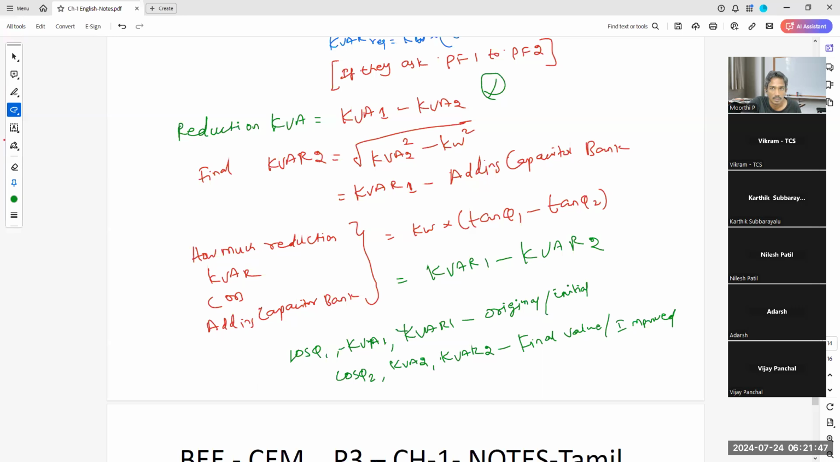Refrigerant is used in a compressor. Compressor means it increases the pressure. Understood? Compressor, it increases the pressure. Any doubt? Compressor, it increases the pressure.